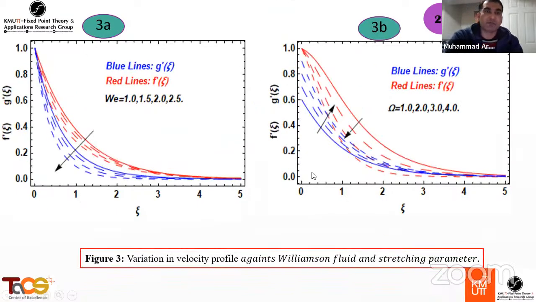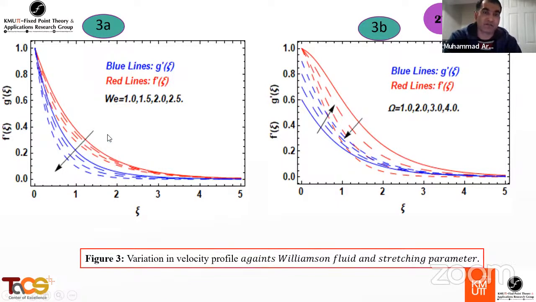Figure 3a and 3b show the impact of the Williamson parameter on the primary and secondary velocity, while figure 3b shows the impact of the stretching parameter on both velocities. So first, let me discuss figure 3a. From figure 3a, we can see that increasing the values of the Williamson parameter leads to a change in both velocities of the fluid, primary and secondary velocity.